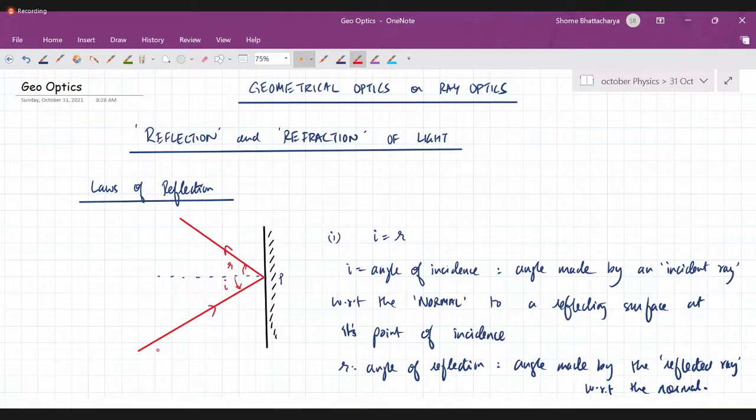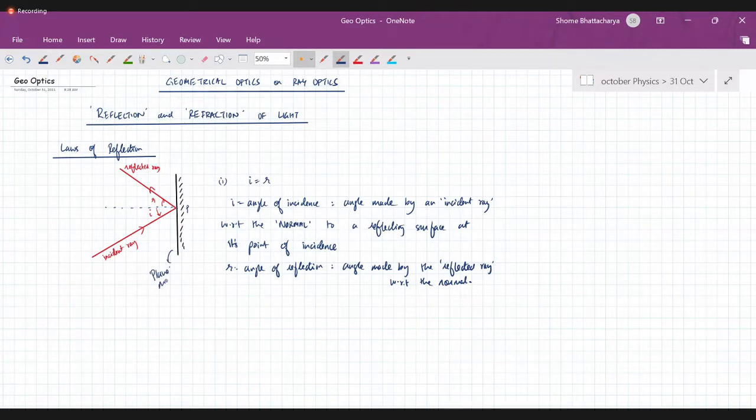And this is what we generally call a plane mirror or a plane reflecting surface. And the second law is that the incident ray, the imaginary normal that we have drawn over there, and the reflected ray, these three are coplanar.